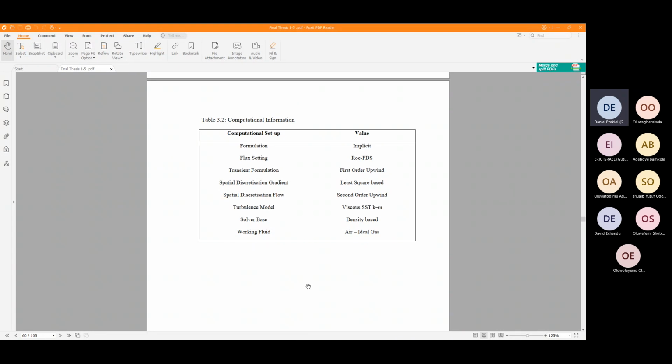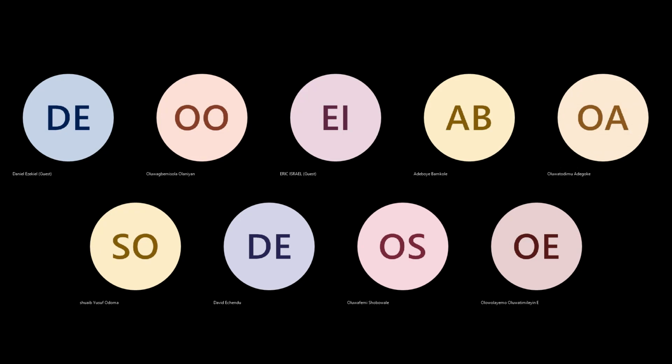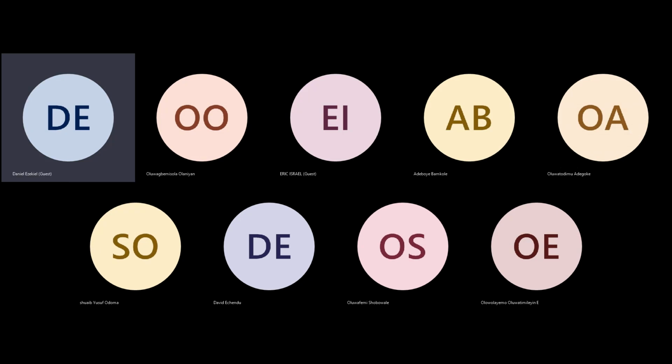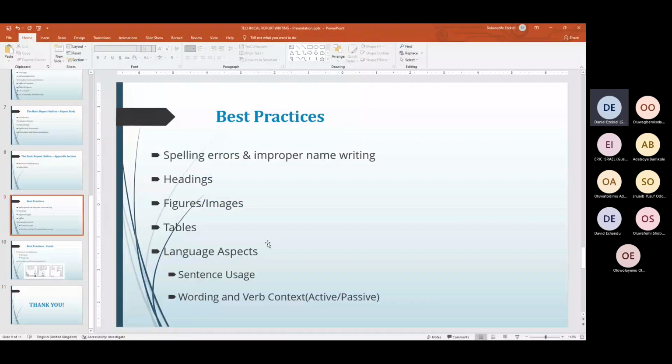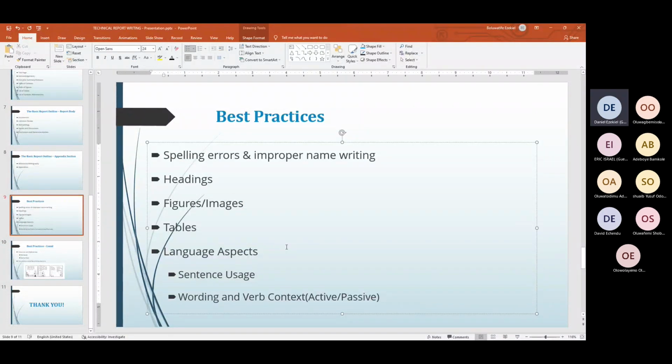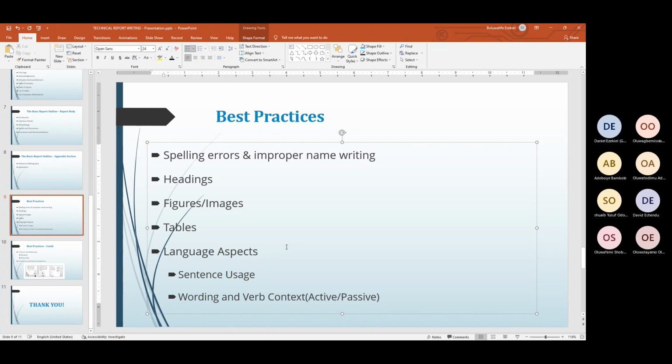Then I think the other parts that we need to discuss are not too technical per se. They are language aspects, sentence usage, wording, and verb context. Anytime you're writing a report, don't use first person. That's my advice. I recommend that you don't use first person, because when you are trying to say you did something, even though it might not always be true, it's better to talk in the third person and use the passive voice. Let's say I ran a simulation, and I studied the process of finding the pressure ahead of a shock, the pressure upstream of a shock wave, and compared it to the pressure downstream of a shock wave.